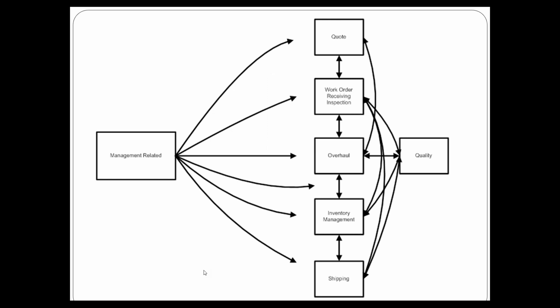Here's another example. It looks different, but still calls out the core processes and then some management type processes included here, showing that they interact with a variety of processes. This has some different names of processes. Again, this varies so much by industry and organization. We see quoting here, we see receiving inspection, we see overhaul, some examples that we didn't see in some of the other examples.